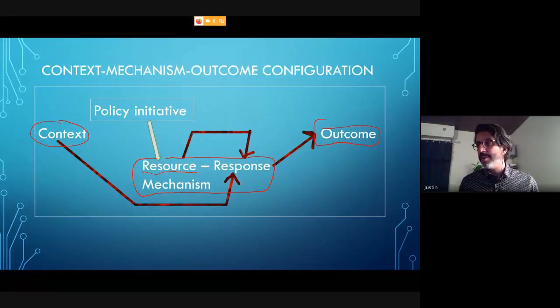Now, all of you must be working on some projects. So you can start to think about how you can apply this framework to your work. And then it becomes a very interesting endeavor.